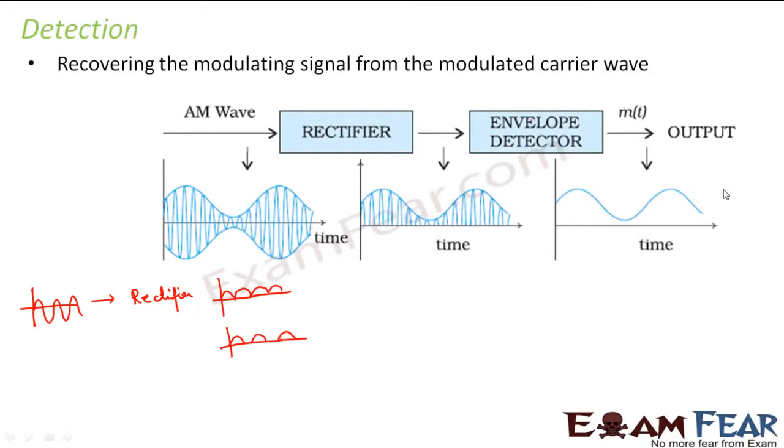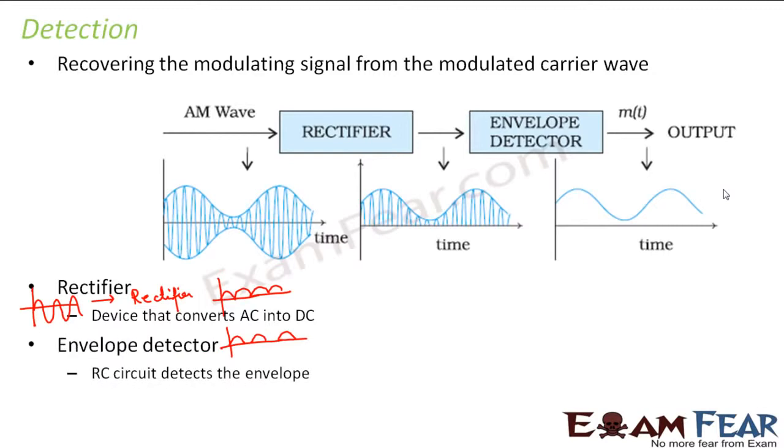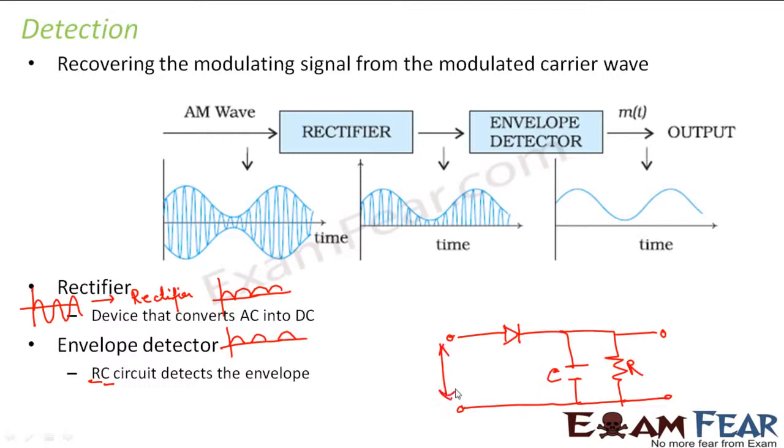So the detector consists of a rectifier and an envelope detector, right? Now what is this rectifier? It is a device that converts AC into DC, that is bidirectional current into unidirectional current. And what is an envelope detector? It is an RC circuit. I mean, if you want to know what kind of circuit this envelope detector will have, it will have a resistance capacitance circuit. So somewhat like this. You have a diode here, you have a capacitor, and you have a resistance in parallel to this capacitor. So this is resistance, this is capacitor. On this side, you apply the input, and here you get the output. So this is how the RC circuit of an envelope detector looks like.